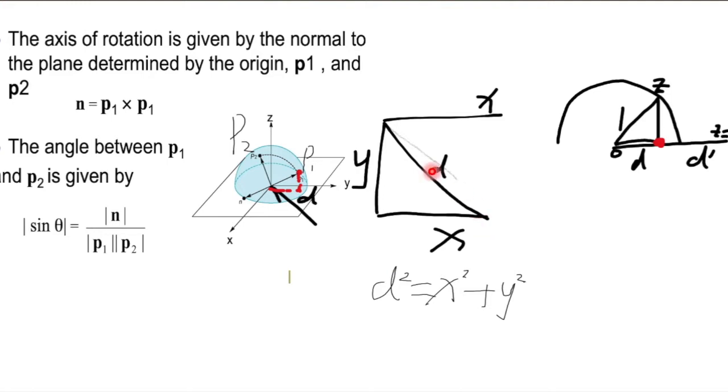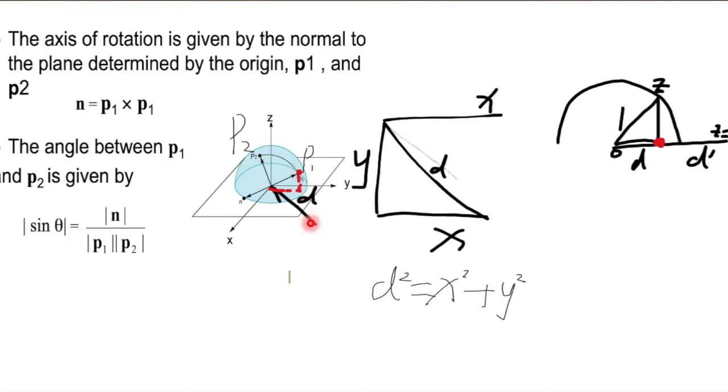If x and y are the sides of the right-angle triangle, d is the hypotenuse. If d is smaller than 1, it means the mouse is inside this 3D trackball. Using Pythagoras' theorem, we can calculate the value of z. If d is bigger than 1, it will be located over here, and z will be set to 0. In this way, we get the vector coordinate of the mouse on this 3D trackball, which is P1.